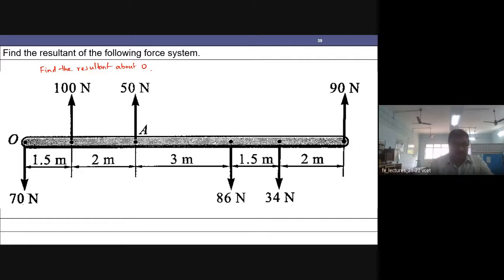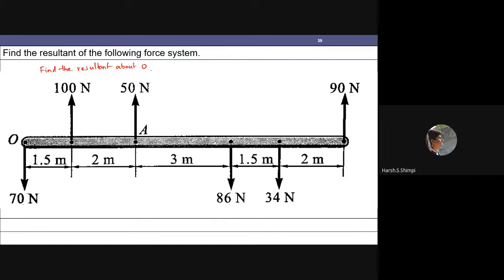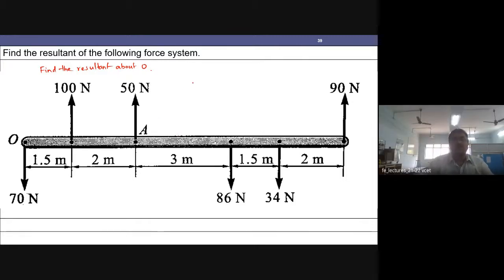Firstly, let me observe what forces I have. For my first observation, do I have any horizontal component of the force here? No, sir. We do not have any horizontal force, so sigma Fx is already equal to 0. Next I only have to look for sigma Fy. Here, these are positive y direction, and these are negative y direction.